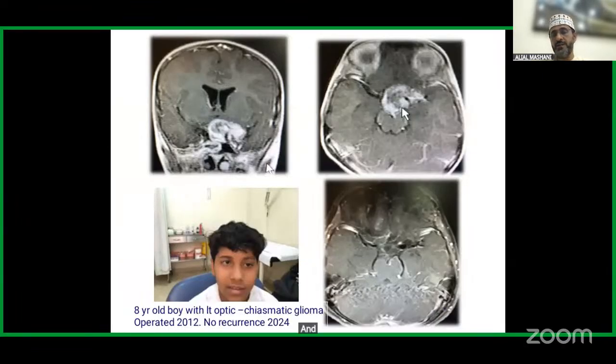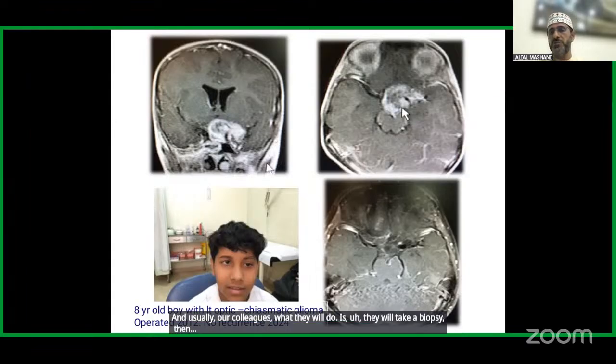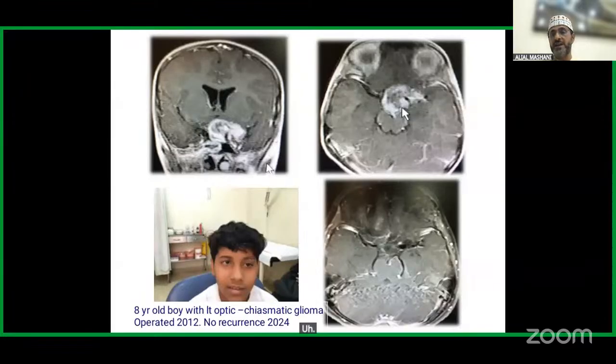Usually our colleagues will take a biopsy, then some of them give radiotherapy, some even chemotherapy, which is not effective. But I will show you some of the cases which, I think, show a very effective procedure, and some of these cases can be cured.